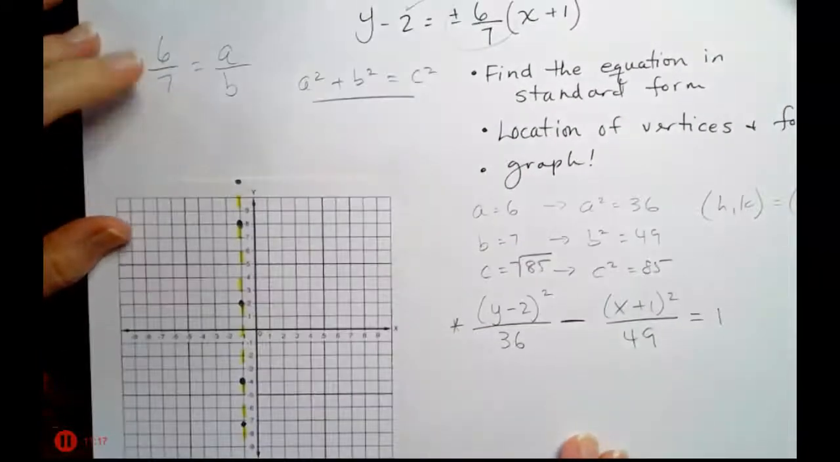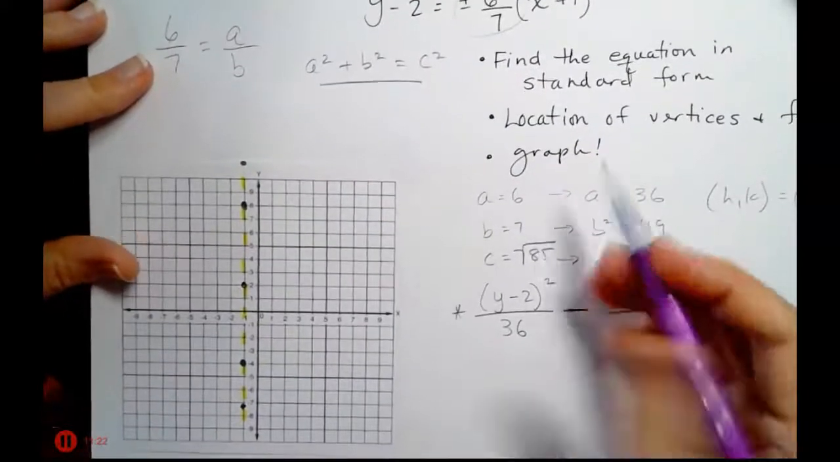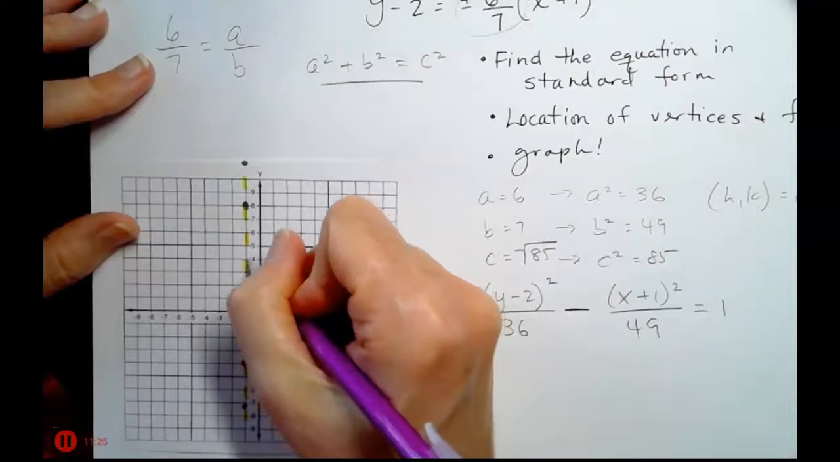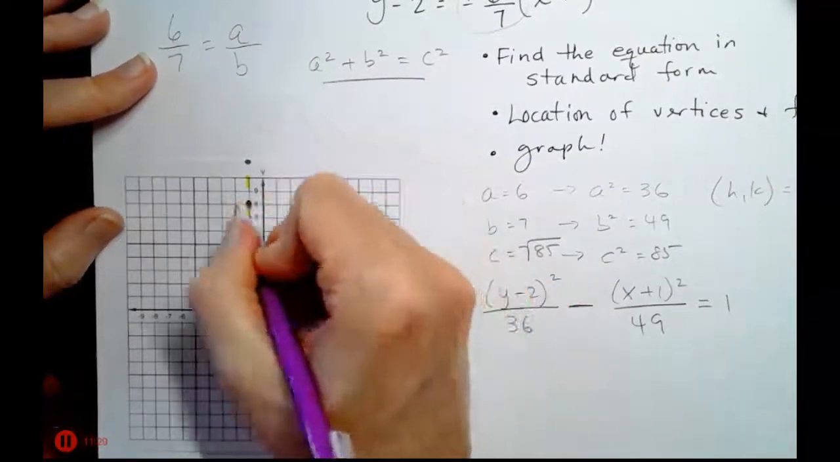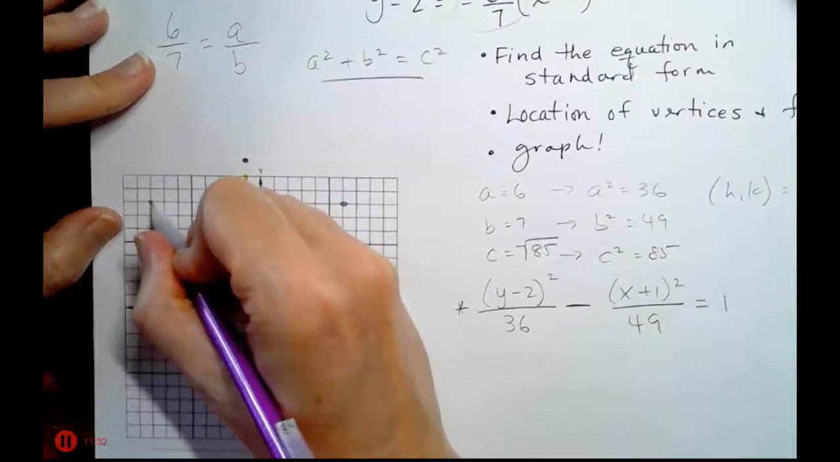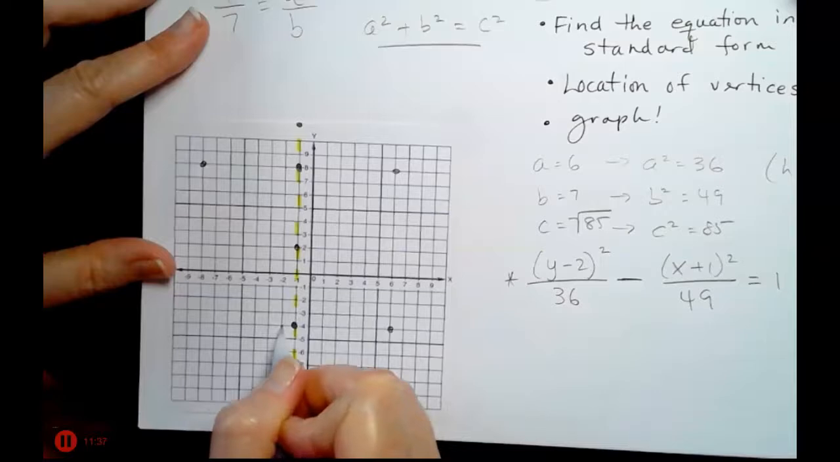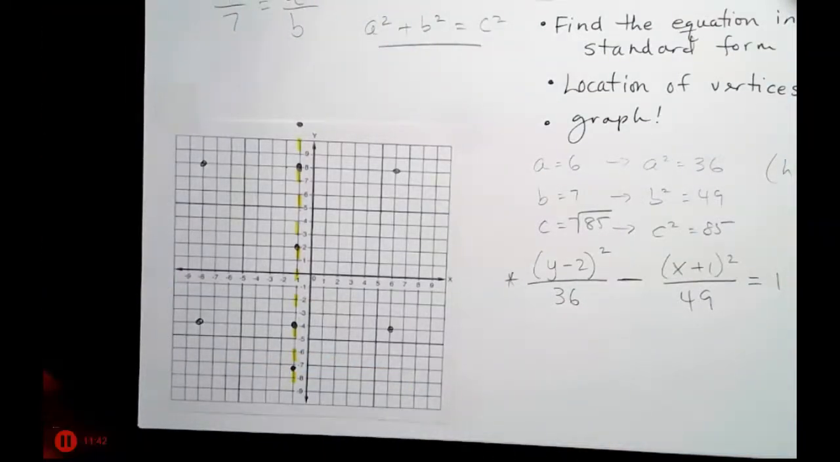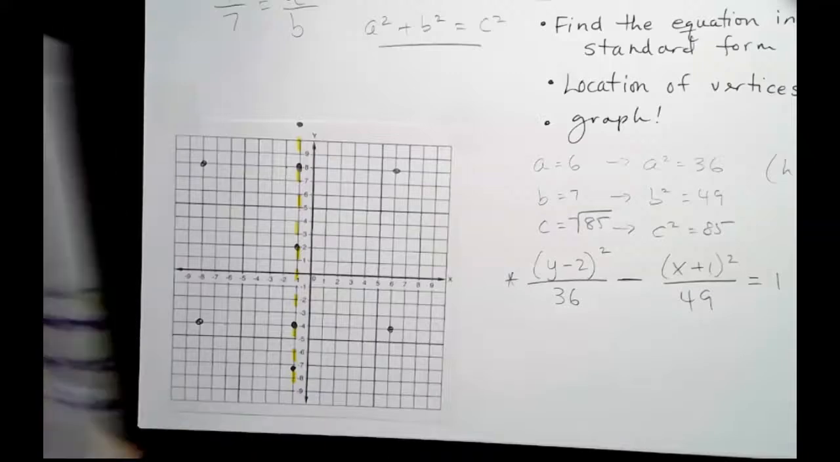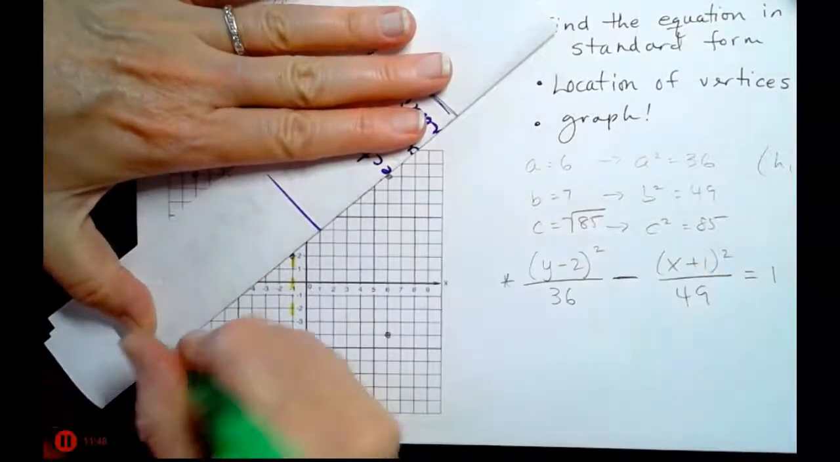And let's go ahead and graph this. So let's graph it using our equation for asymptotes. So we have a slope of 6/7. So 1, 2, 3, 4, 5, 6, 7 across, and up 6. I'm going to draw in my asymptotes. I think I'll use a handy dandy straight edge this time since these are spread apart a good distance.